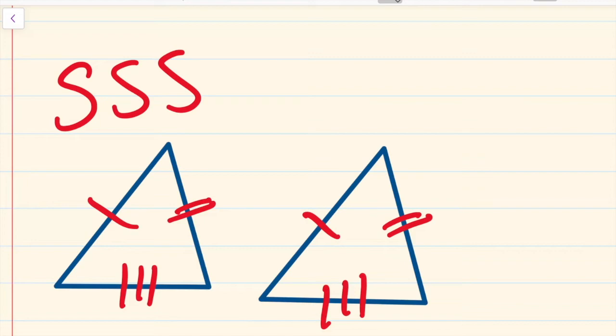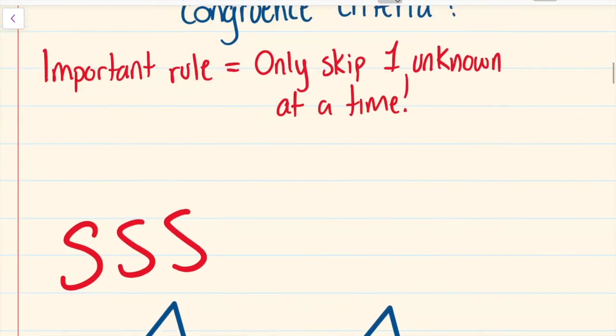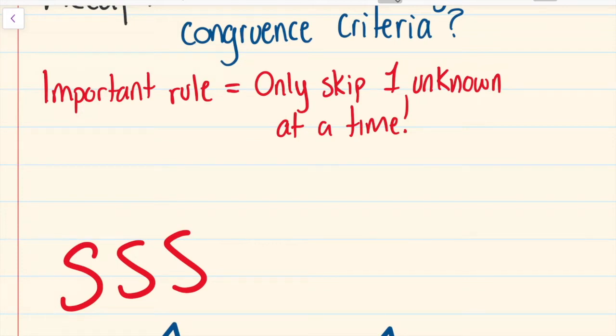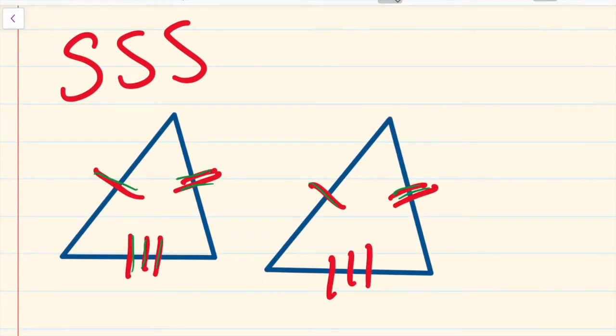So how do you know if a triangle is congruent to another? Well, if you've got all sides, if this side is equal to this side and so forth, you know they are congruent. Because there is a big rule you need to follow, a very important rule: you can only skip one unknown at a time. What does that mean? That means that in this case, we don't know the angles, right? We only know the sides.